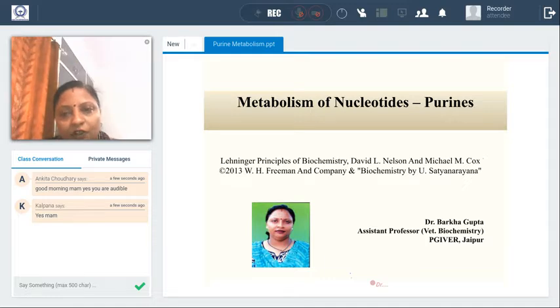Let's start with the metabolism of nucleotides, that is purine. Purine metabolism.